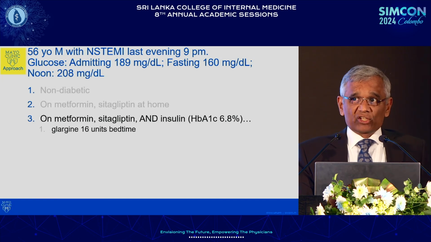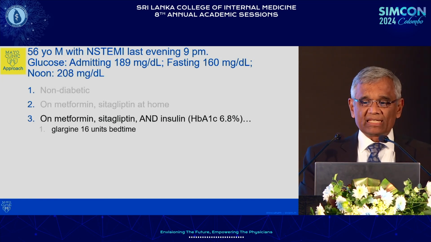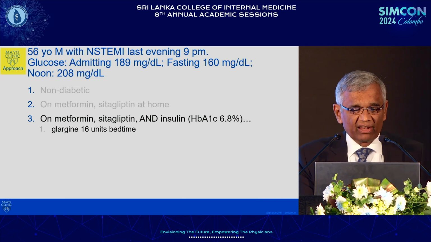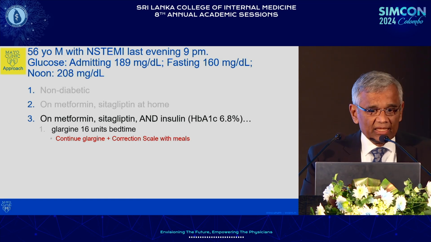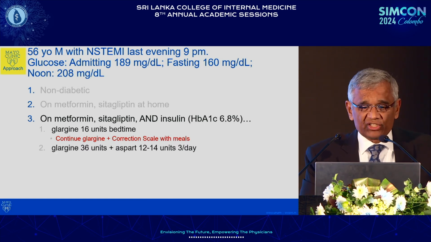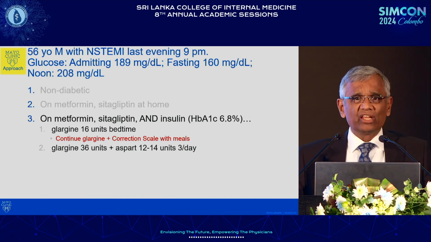On the other hand, the patient is already on insulin at home. The patient is taking 16 units of insulin at bedtime. Hemoglobin A1c is very well controlled. We continue glargine, give some correction scale only along with meals, nothing else. The patient is taking 36 units of glargine with aspart, the rapid acting insulin, 3 times a day, about 10, 12, 14 units. So substantial insulin doses.